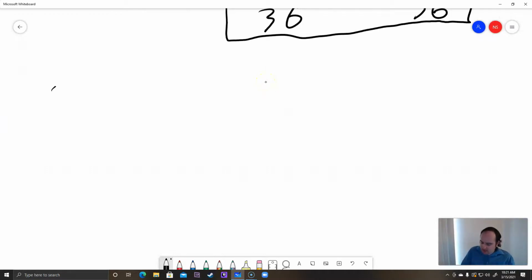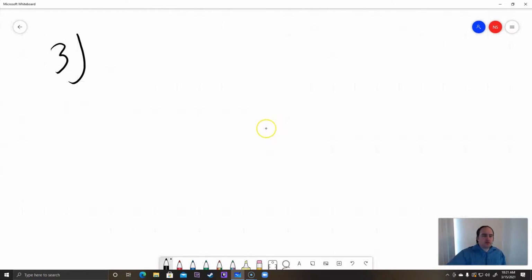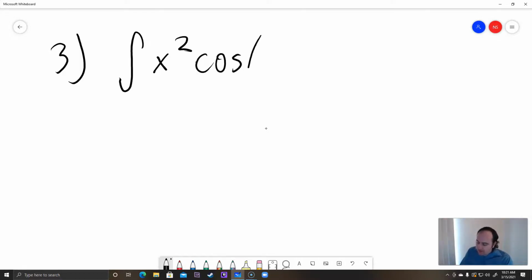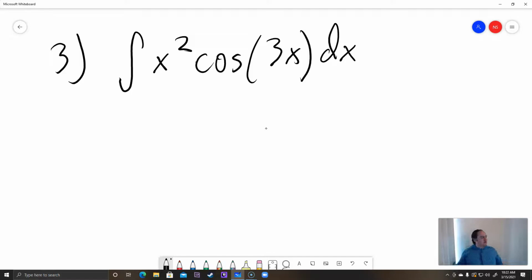Okay, so example number 3. When we first look at this problem, we think we're just going to be able to do integration by parts once, but it's going to turn out that we're going to have to do it again. So this one is the integral of x squared times cosine of parentheses 3x dx. Okay, the integral of x squared cosine of parentheses 3x dx.